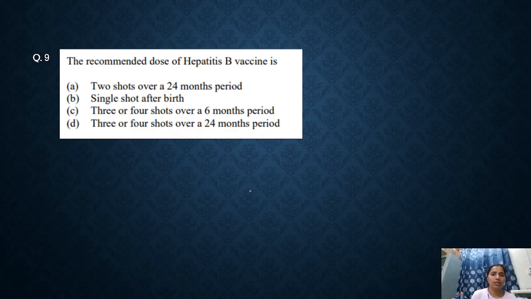Okay, now coming to the next question. The recommended dose of hepatitis B vaccine is: the first option is 2 shots over a 24 months period; second is a single shot after birth; third is 3 or 4 shots over a 6 months period; fourth is 3 or 4 shots over a 24 months period. So, does anyone want to answer this?